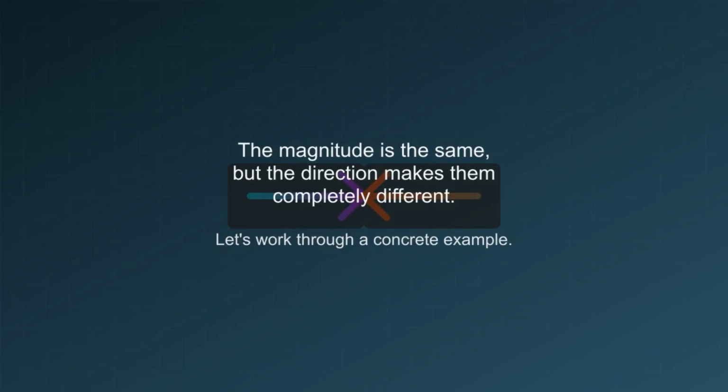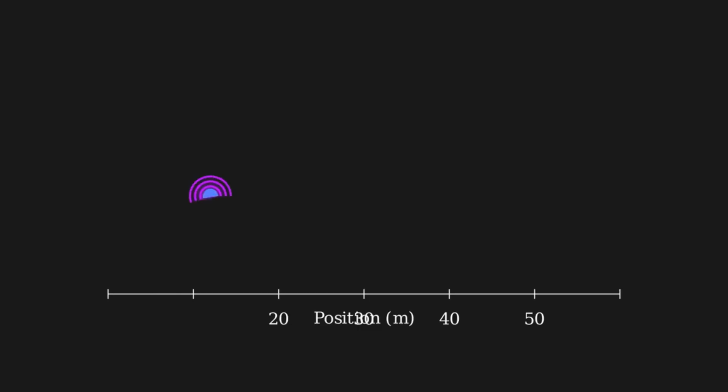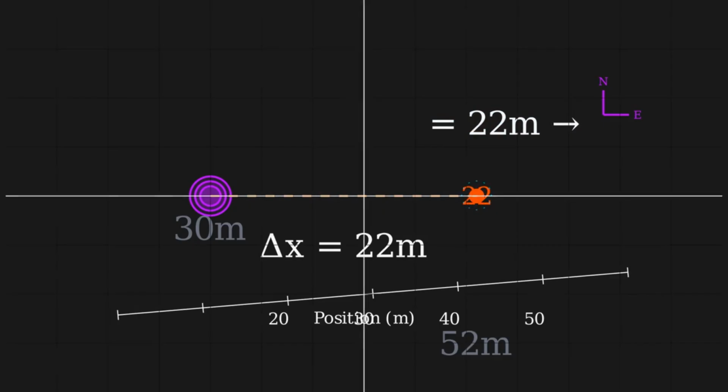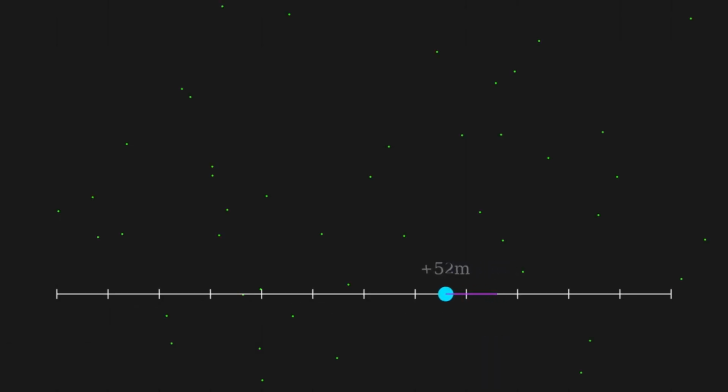Let's work through a concrete example. A car starts at position 30 meters on our coordinate system. It drives to position 52 meters. The displacement equals 52 minus 30. That's 22 meters in the positive direction. Now the car reverses course. It ends up at negative 53 meters. What's the displacement from the 52-meter position? Negative 53 minus 52 equals negative 105 meters.